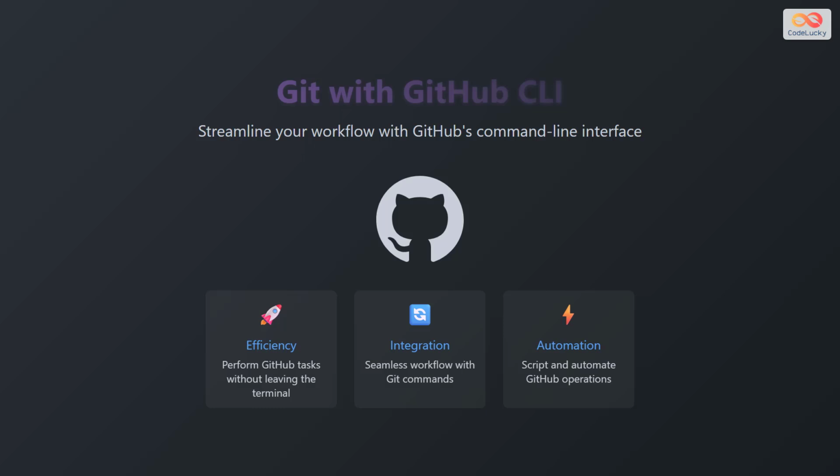Let's explore Git with GitHub Command Line Interface, often called CLI. This tool helps you streamline your workflow by bringing GitHub's features directly to your command line. This allows you to manage your repositories, issues, and pull requests without needing to open your web browser. The GitHub CLI enhances efficiency by allowing you to perform GitHub tasks directly from your terminal.